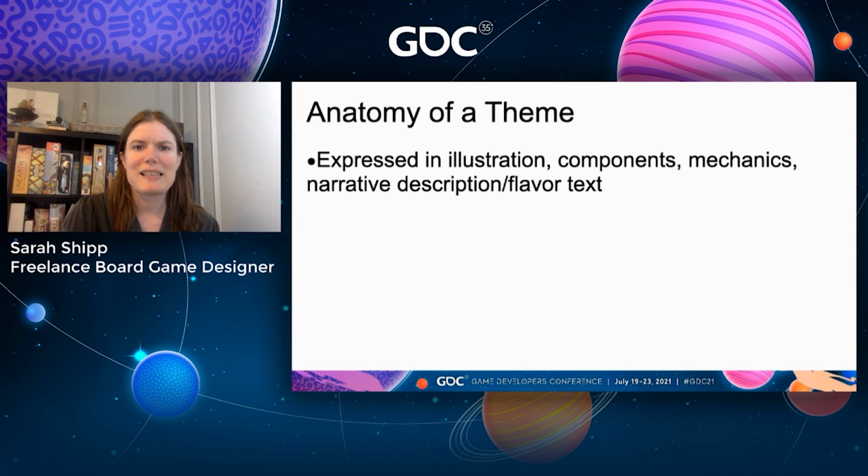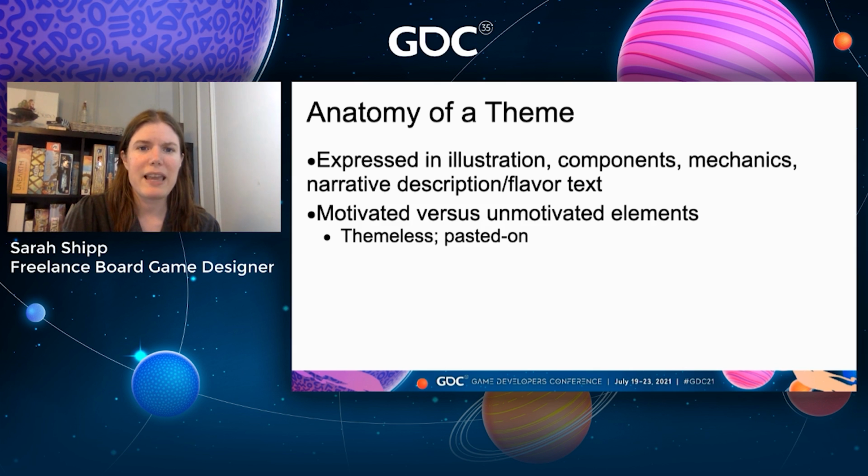Theme encompasses the setting, story, and tone of a game. Theme is expressed in a variety of ways in board games: illustration, components, mechanics, narrative description, and flavor text. I'll be referring to these as a game's elements. Elements of a game can be motivated or unmotivated. I'm taking these terms from theatrical lighting design.